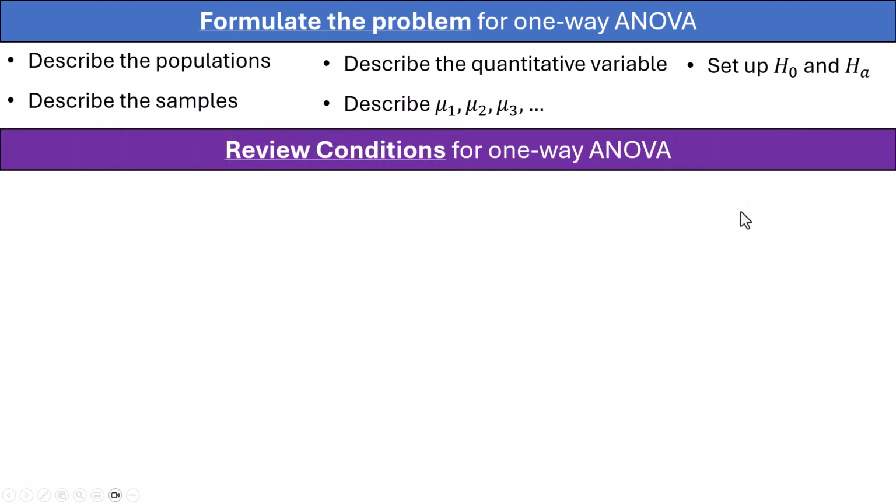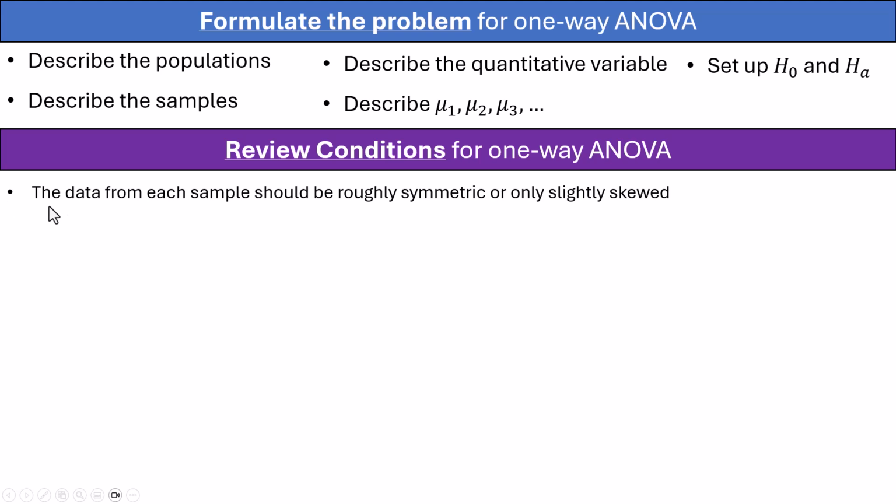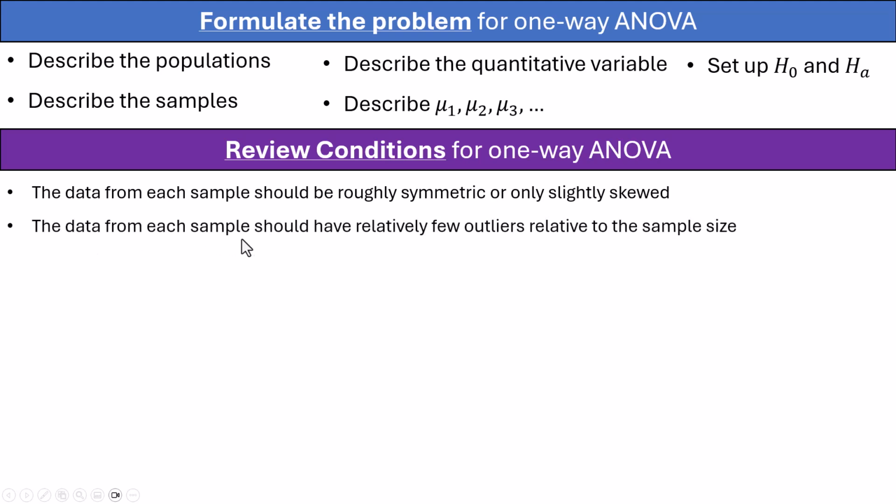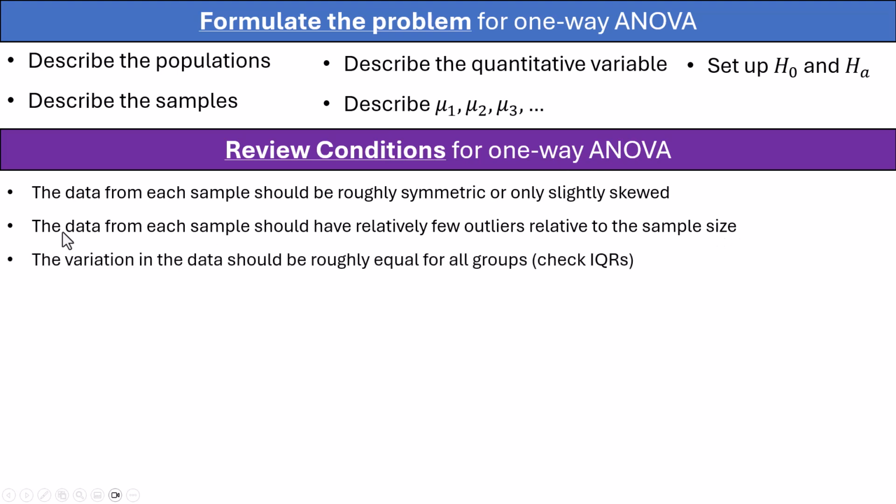As for conditions, the first condition is that the data from each of those samples should be roughly symmetric or only slightly skewed. And then the data from each sample should have relatively few outliers relative to the sample size. These are similar conditions that we've seen in a lot of the different tests that we've done related to the mean. Now there is one more condition related to ANOVA, and that is that the variation in the data should be roughly equal for all of the groups. And the way that the textbook advises that we check this is to compare the interquartile ranges based on the box plots.